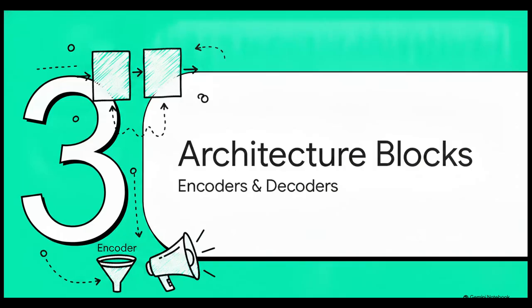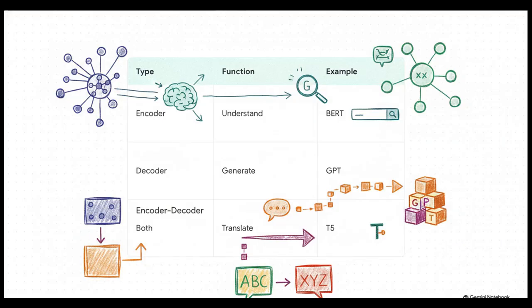Section 3. Architecture blocks, encoders and decoders. When you hear about different AI models in the news, they are usually just different arrangements of these two foundational pieces. You can think of the transformer as a highly modular architecture, almost like digital Lego blocks.